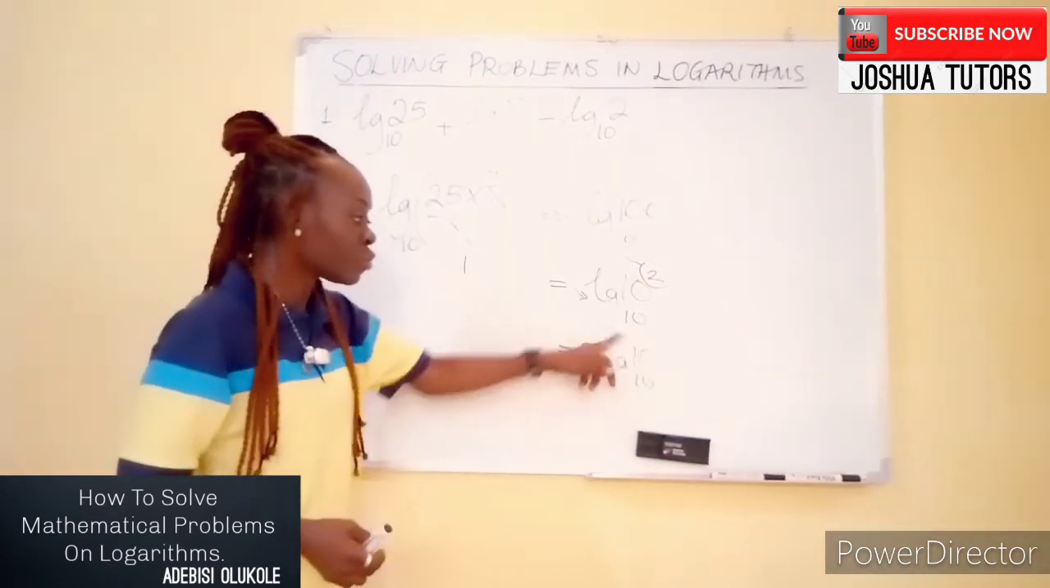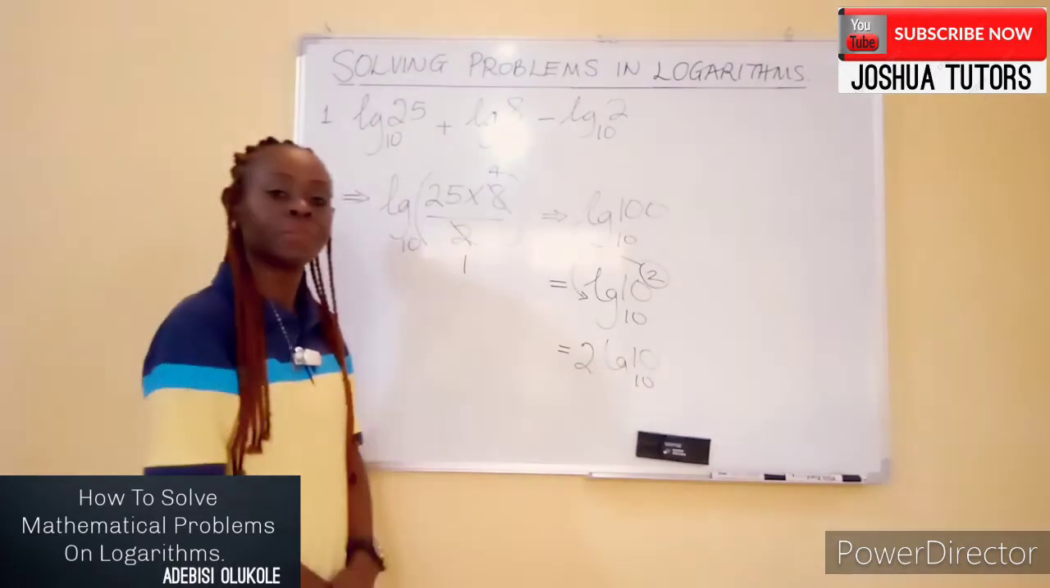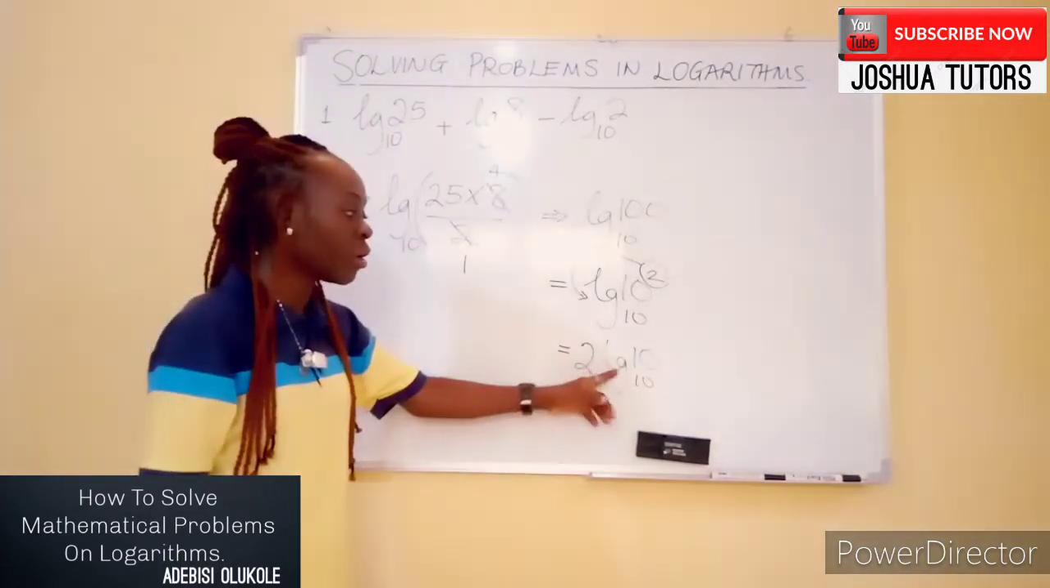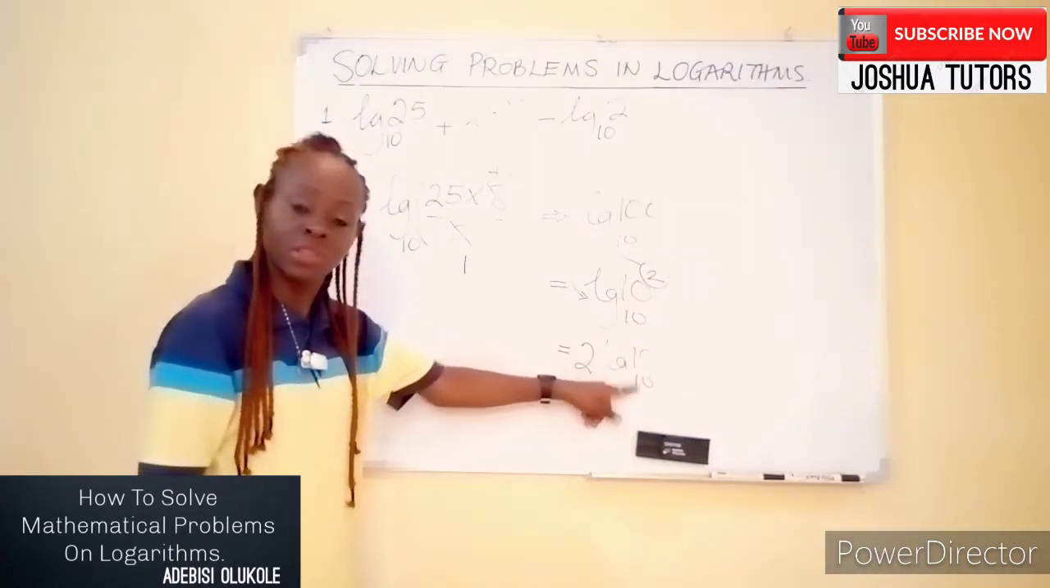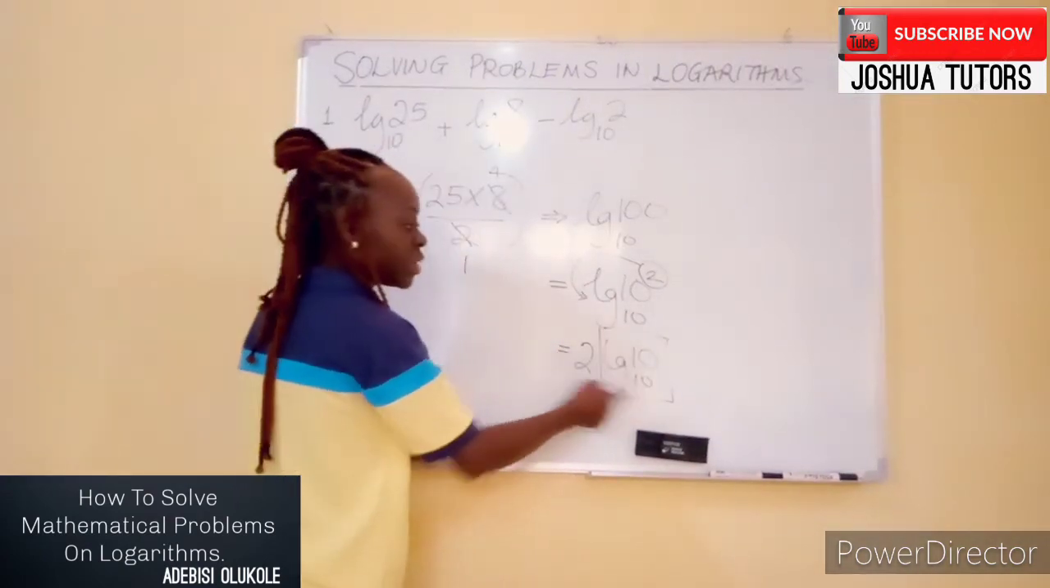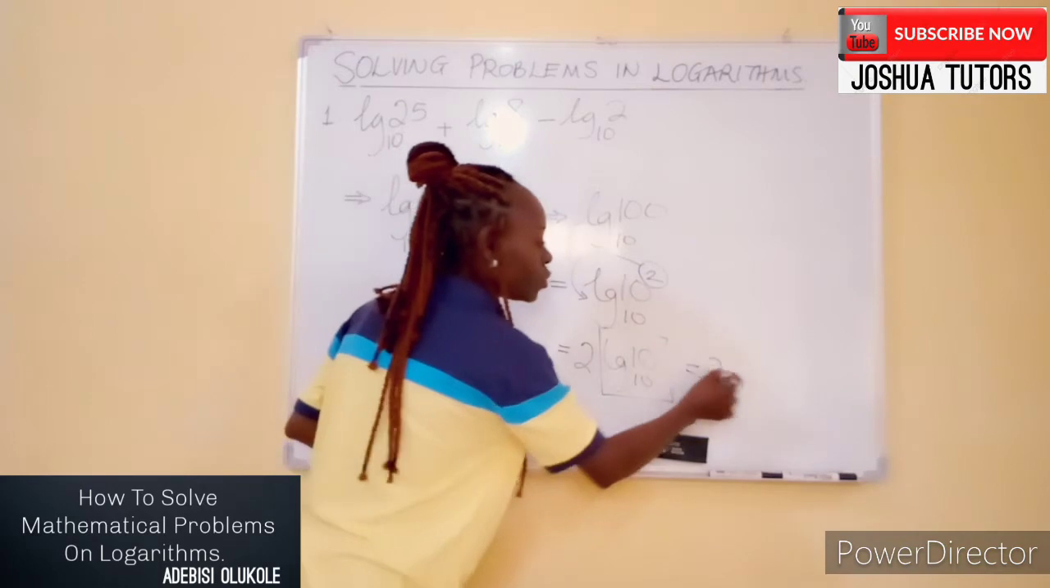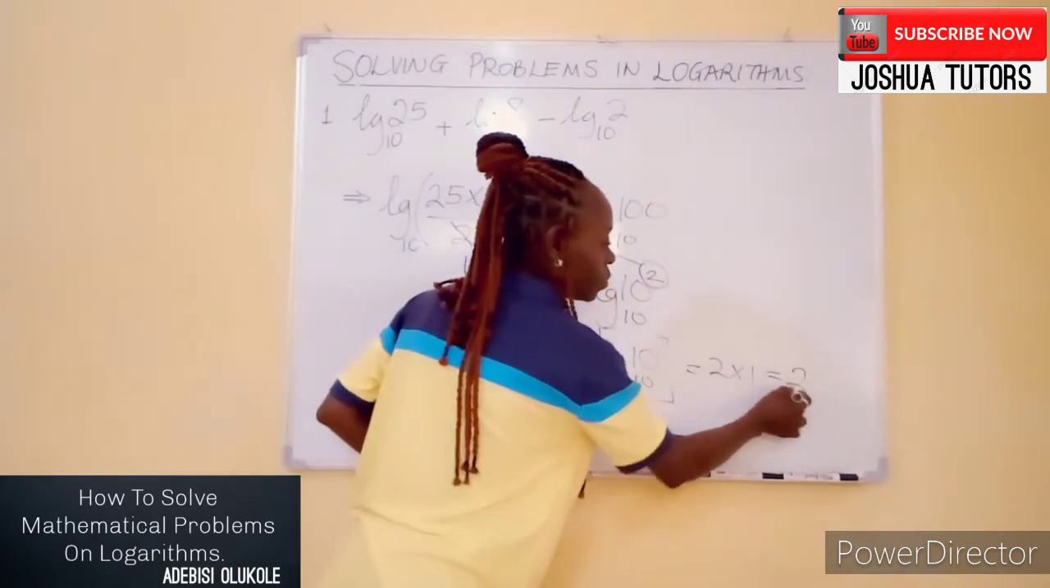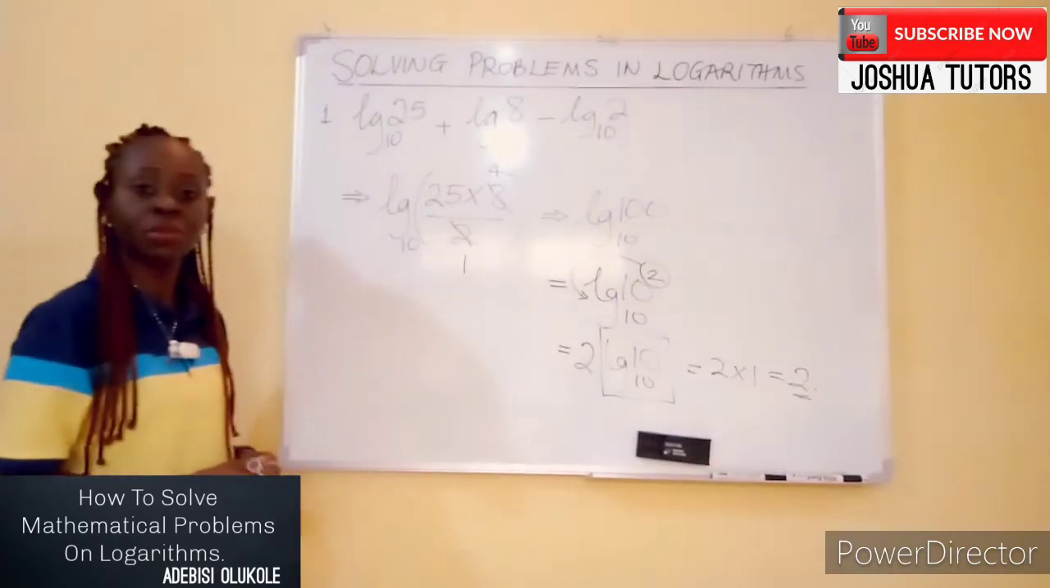So I now have 2 log 10 to base 10. And we said that when the log of a number to the same base is expressed, it is equal to 1. So the whole of log 10 to base 10 is actually 1. So what do I have? 2 times 1. Final answer, 2. You can see how simple that is.